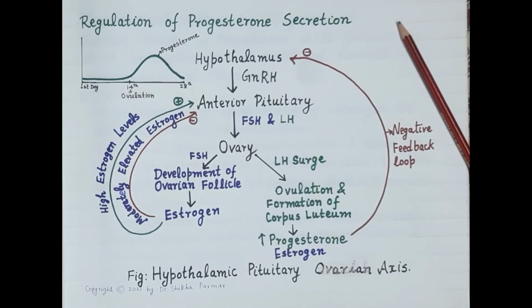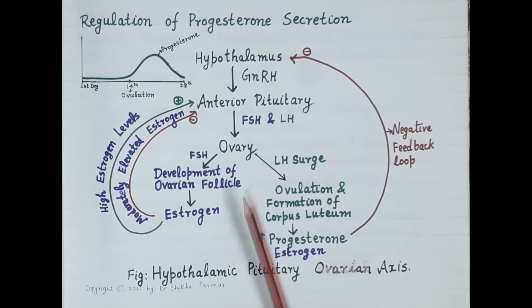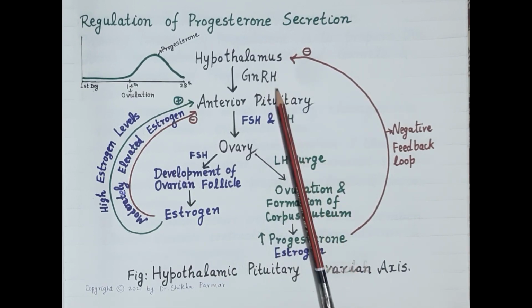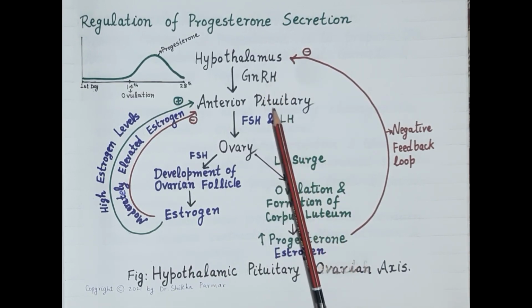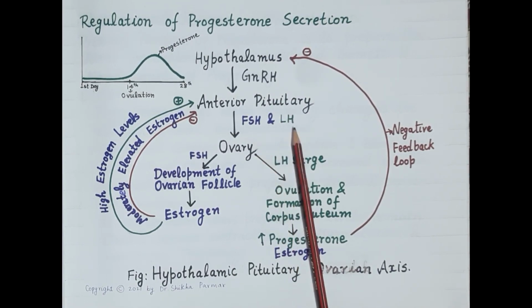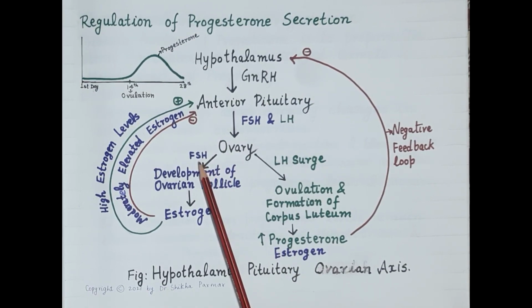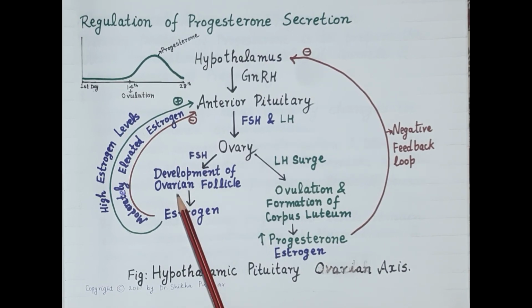Now let's study regulation of progesterone secretion from the ovaries, and its regulation by the hypothalamic pituitary ovarian axis. Look at this chart. Hypothalamus produces gonadotropin releasing hormone that stimulates anterior pituitary to produce gonadotropins, namely follicle stimulating hormone, that is FSH, and luteinizing hormone, that is LH. Both these hormones act upon the ovary. Follicle stimulating hormone primarily regulates development of ovarian follicle, and as discussed earlier, a developing follicle releases estrogen.